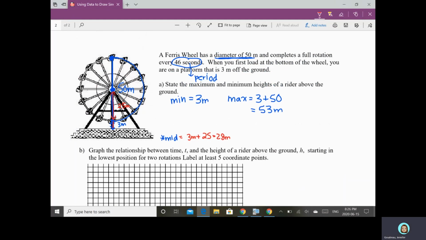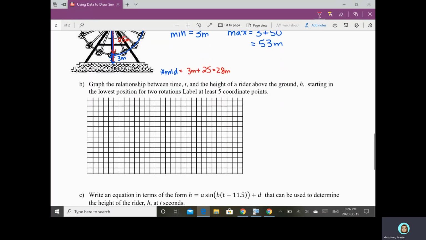All right, part B again. Graph the relationship between time and the height of the rider above the ground, starting in the lowest position for 2 rotations. Label at least 5 coordinate points. Well, we're going to label everything, but let's start with our table of values. Again, we are comparing our time, which would be our x coordinate, with our height, which would be our y coordinate. Again, we're starting at time is equal to 0, and we are told we're starting in the lowest position. So we're starting at our minimum.